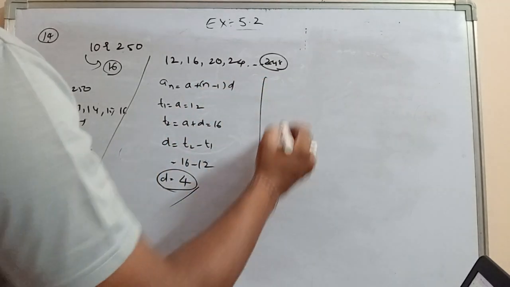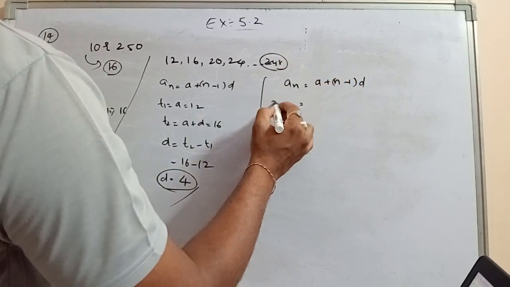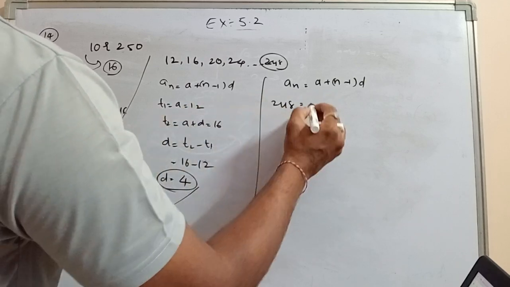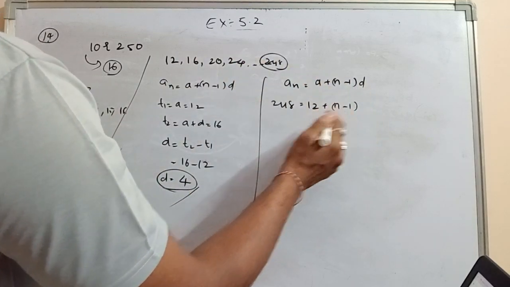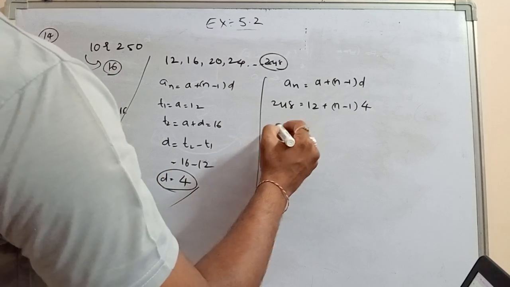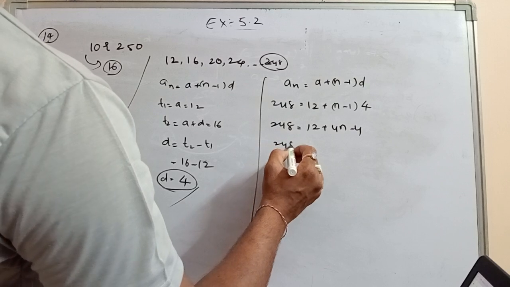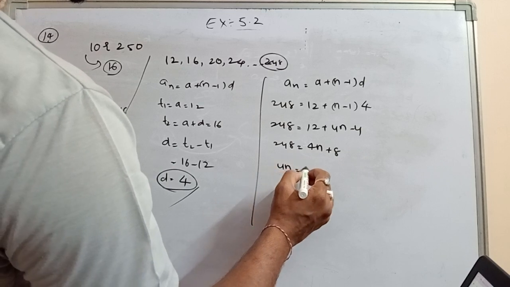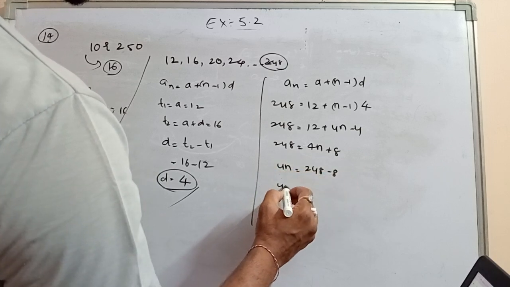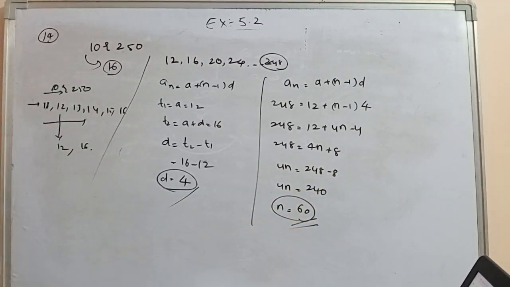So an is equal to a plus n minus 1 into d is the formula. What is an? 248 is equal to, what is the value of a? It is 12 plus n minus 1, we don't know the n value. The d value will be 4. So 248 is equal to 12 plus 4n minus 4. 248 is equal to 4n plus 8. So 4n is equal to 248 minus 8. So 4n is equal to 240. n is equal to 60.